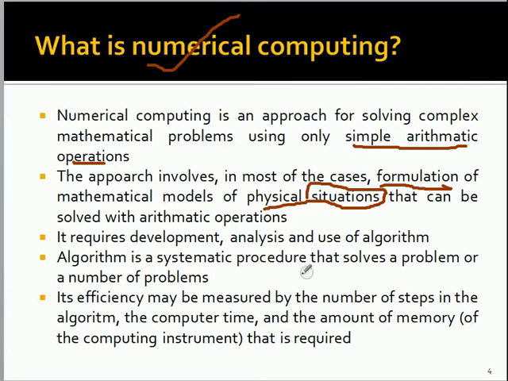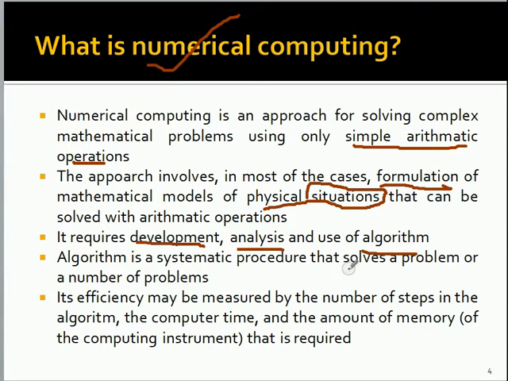So mark this. It requires development, analysis, and use of algorithm. Development means it's not there in the books, just like F equal to ma and the other formulas. You will have to get it on your own. Analysis, you have to analyze whether this is the correct formula you need. And of course there's algorithm. Just because you have the formula doesn't mean that it is correct or the way it has been created is okay. So the algorithm is also a factor.